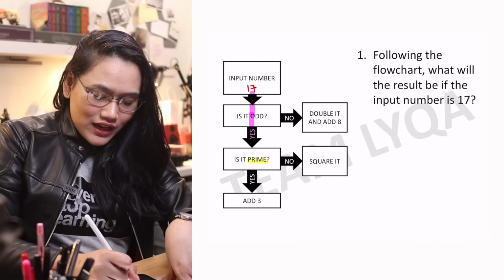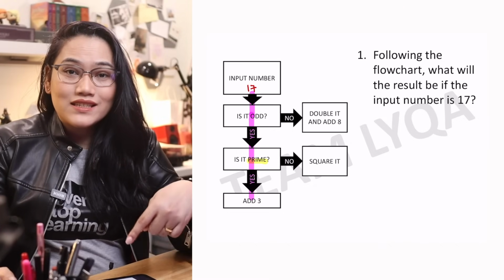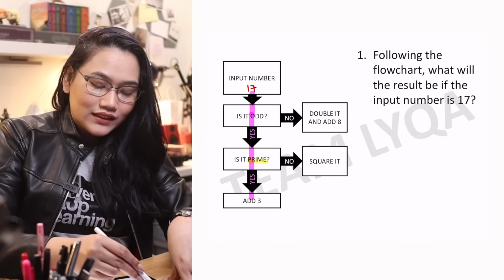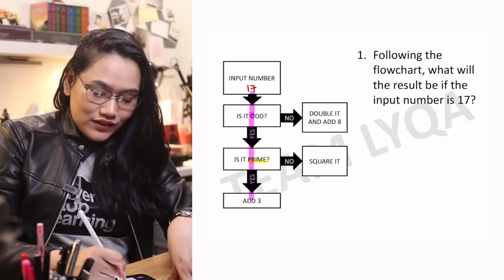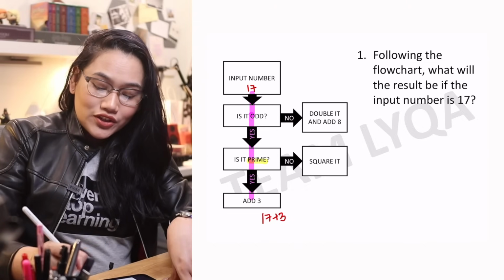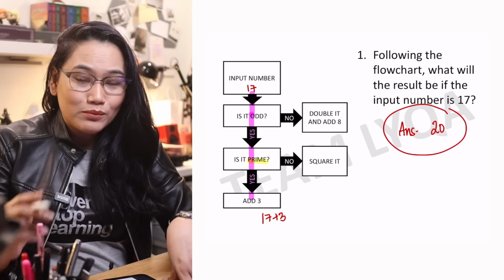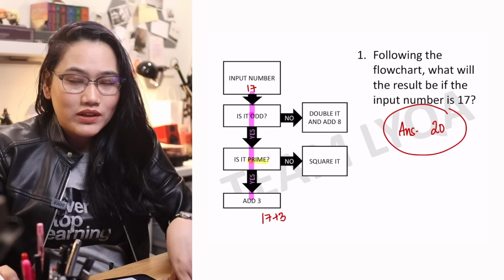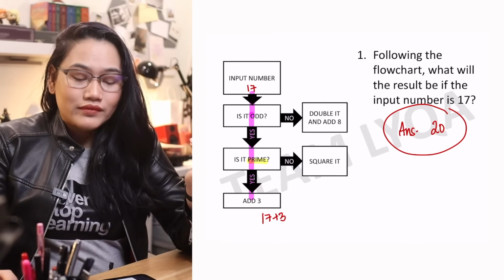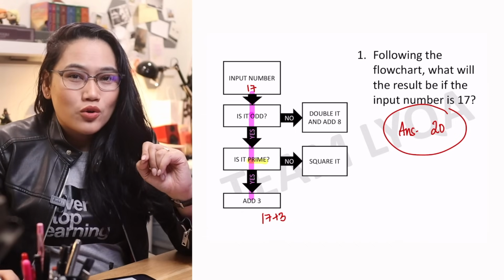At dahil prime number siya, dito tayo mapupunta sa yes. At makakarating tayo dun sa box that says add 3. So, yung 17 natin, magdadagdag tayo ngayon ng 3 sa kanya. 17 plus 3 is 20. So, the answer is 20. If we follow the flow chart at ang input number natin ay 17, the result will be 20. Ganon for any number na binigay as an input number. Again, at every step, you ask the question, and then you follow the flowchart to see where it goes.